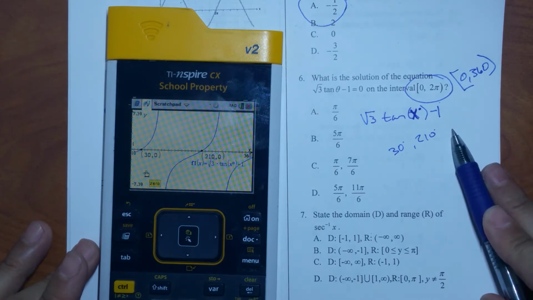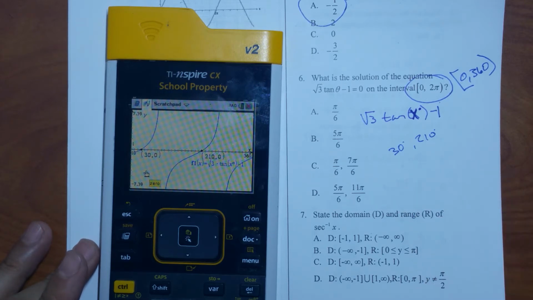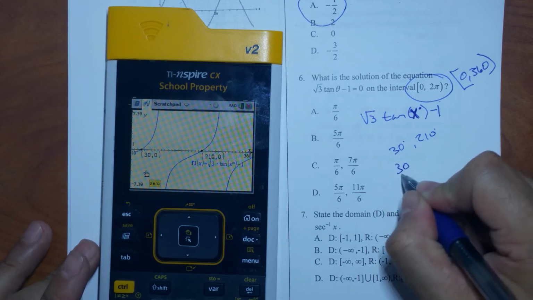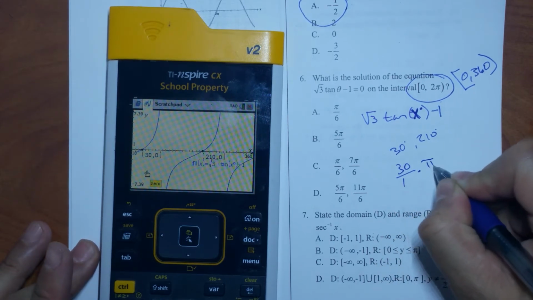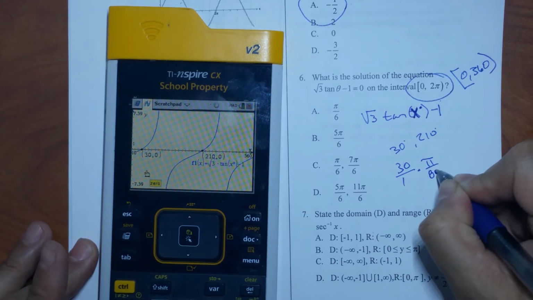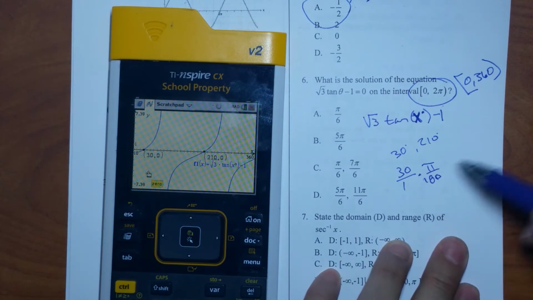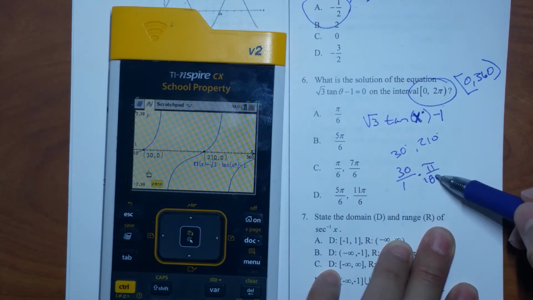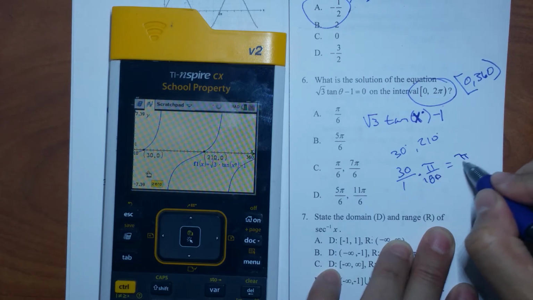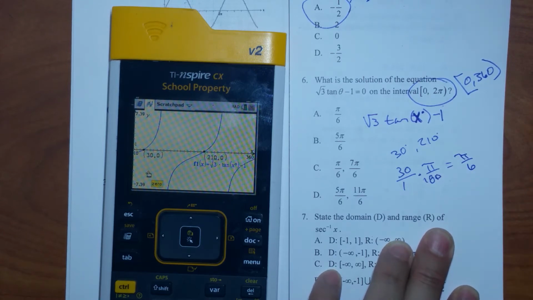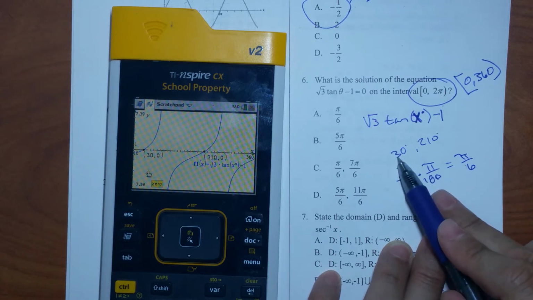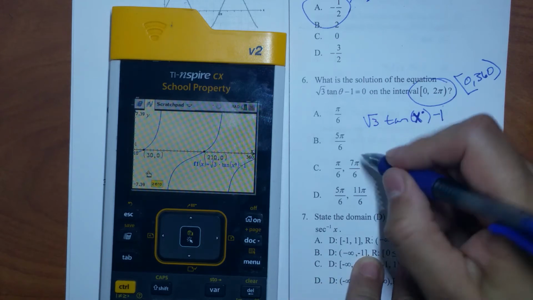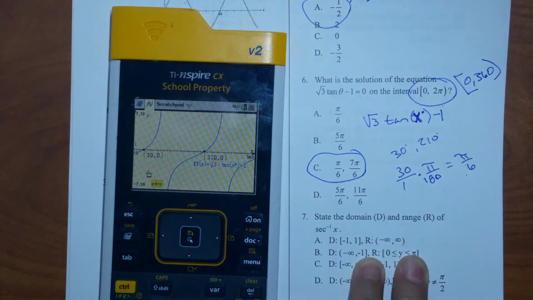Now my answer, I have in degrees. You have to have it in radians. So how do we convert this to radians? Look at a circle. Okay, you could do a unit circle, or we know it's 30 over 1 times pi over 180, right? So when I multiply this and then reduce, it's basically going to be 30 over 180, which is going to give me just pi over 6. Now, pi over 6 is my 30 degrees. And the other one, my 210, if I do my conversion, I get 7 pi over 6. There we go.